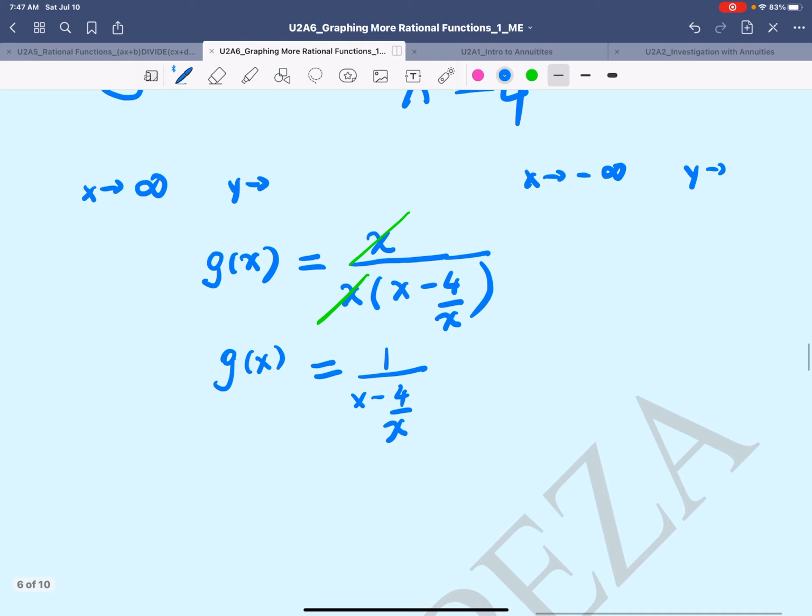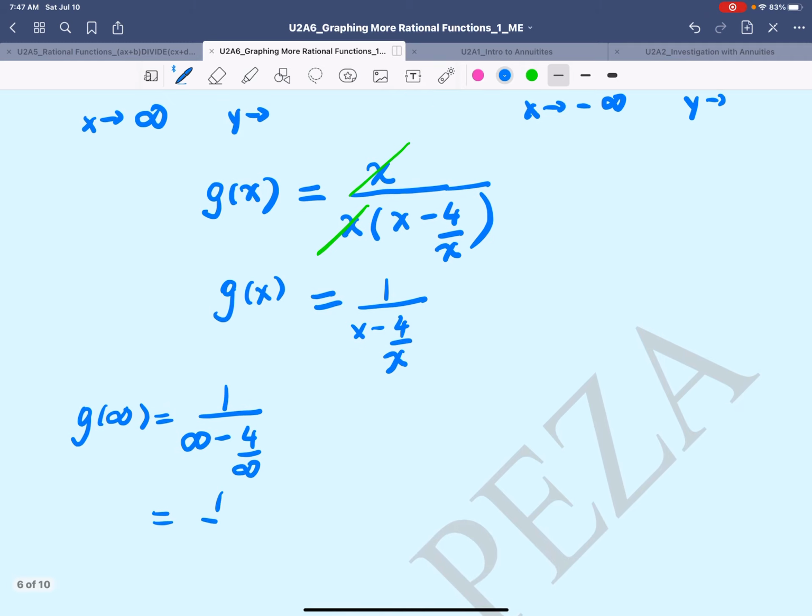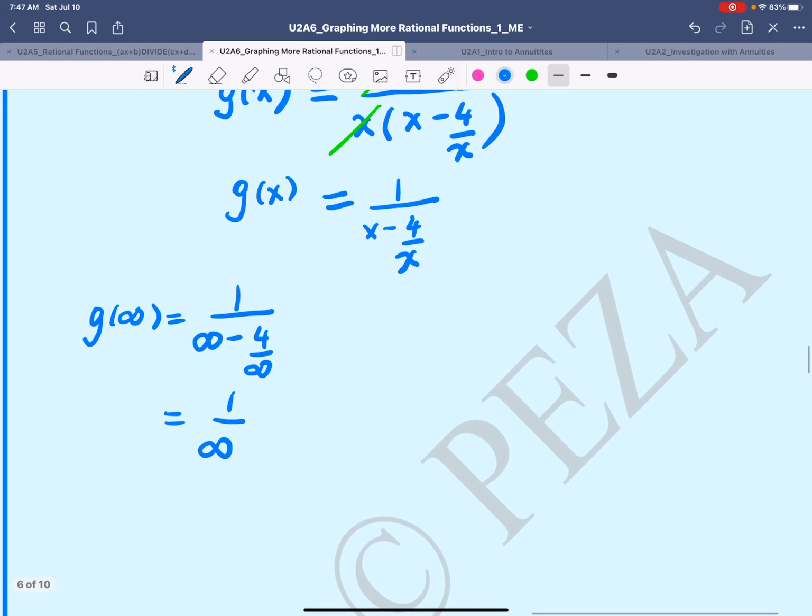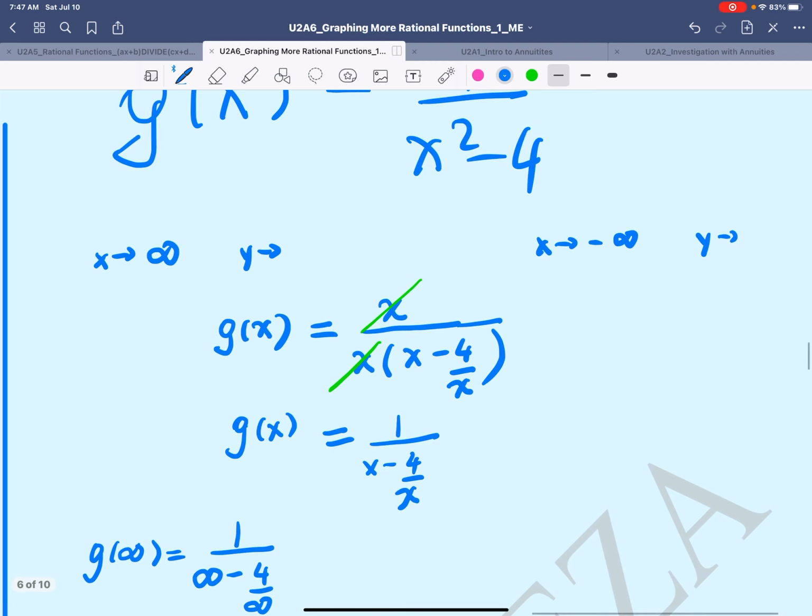So now we say, okay, if we send x to infinity, then we'll have 1 over infinity minus 4 over infinity, which is basically 1 over infinity. And if you divide 1 by infinity, we get 0 plus. So we'll say that as x approaches infinity, the y values will approach 0 from above.